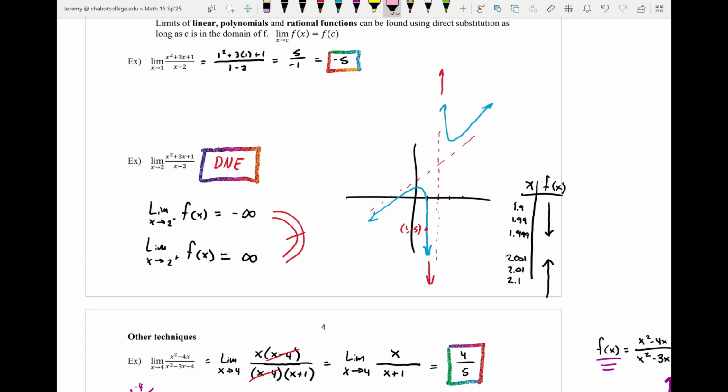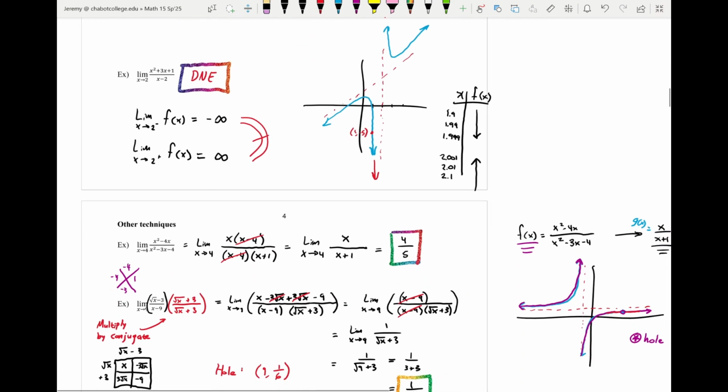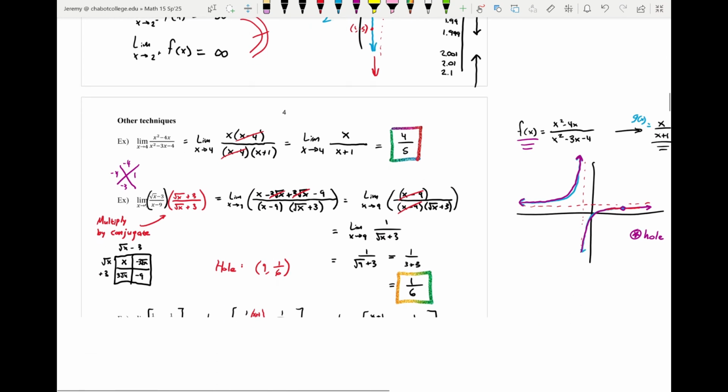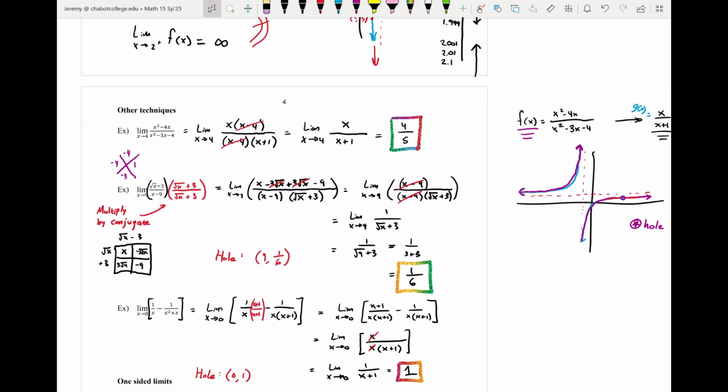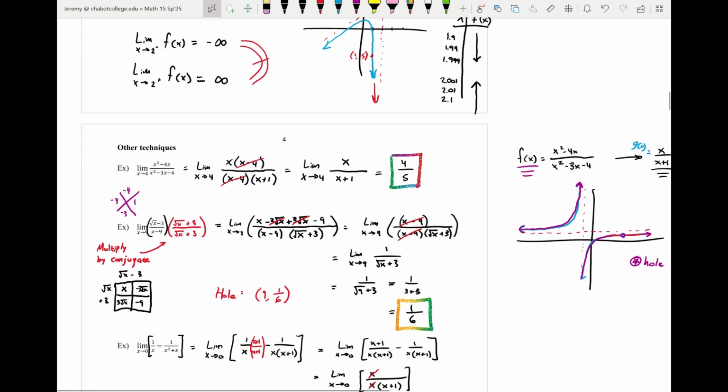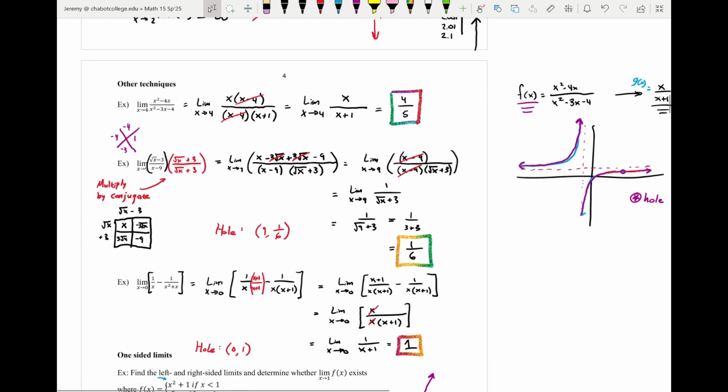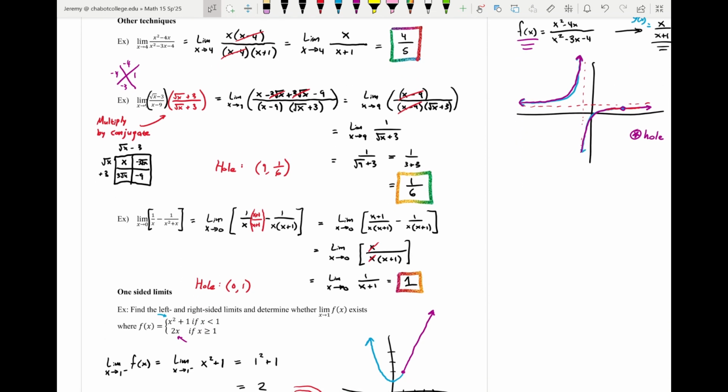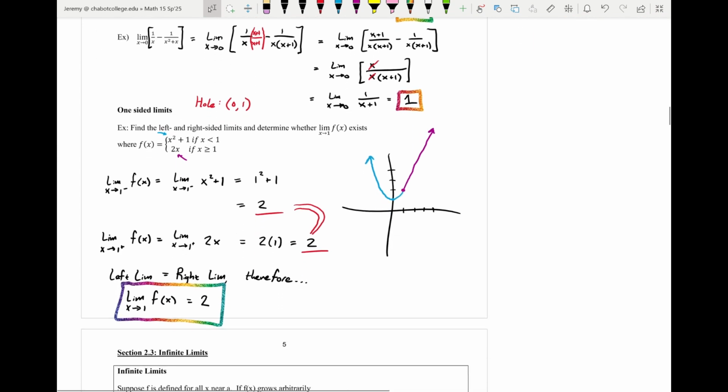Like, we're not an infinite computer that can plug in every number that's approaching 2 from the left-hand side, right? So it's not totally bulletproof to do it using these methods. The goal is to evaluate these algebraically whenever possible. Okay, so for the homework problems from section 2.2, you want to be relying on these techniques more than those earlier ones. But have fun with these.